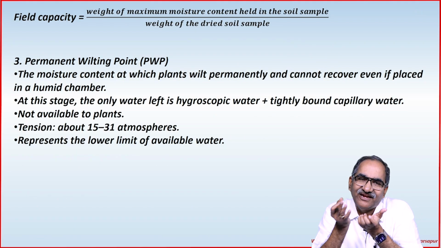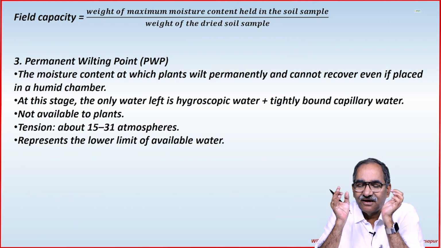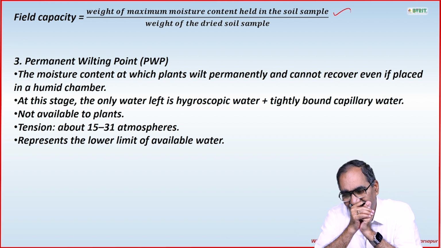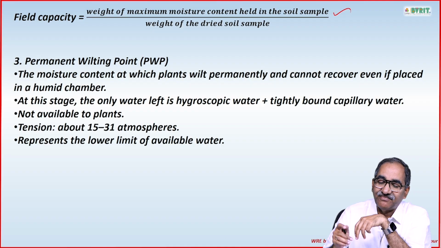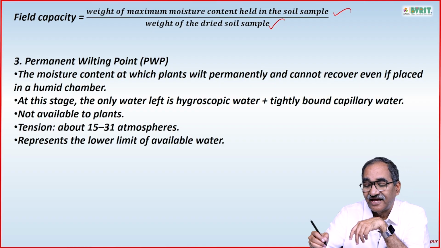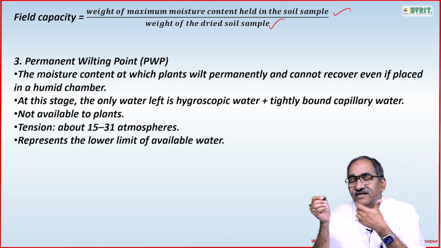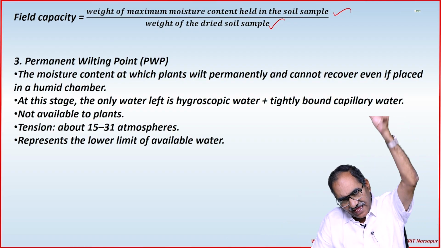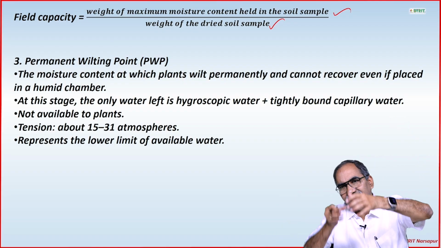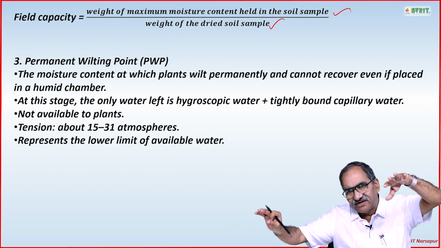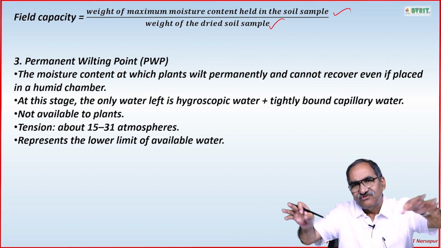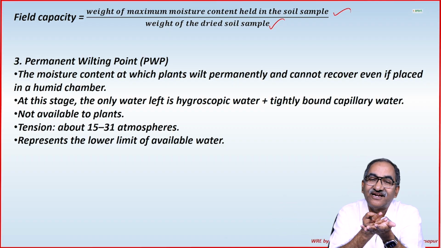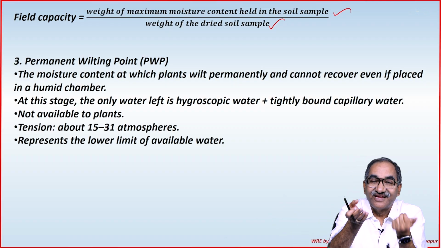Then what do you mean by the field capacity definition? It is the weight of the maximum moisture content held in the soil sample divided by the weight of the dry soil sample. You take a dry soil sample and allow the water to flow through it. The gravitational water will drain off. Hygroscopic water, you cannot take it outside, you cannot liberate it. So whatever water you can really use is capillary water.